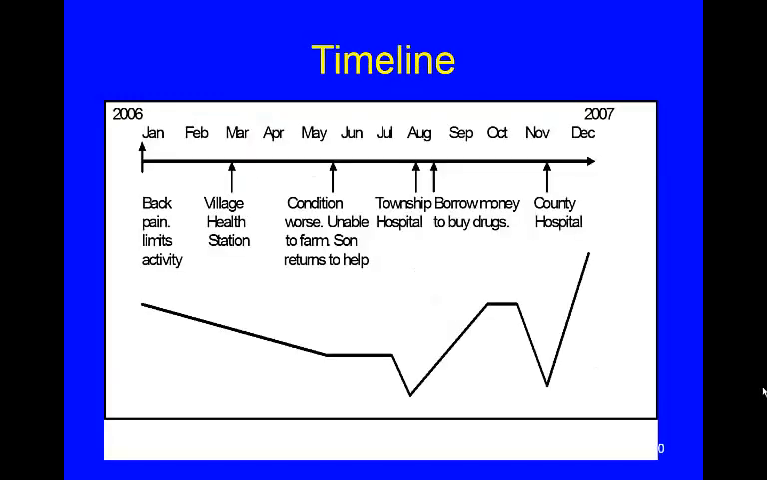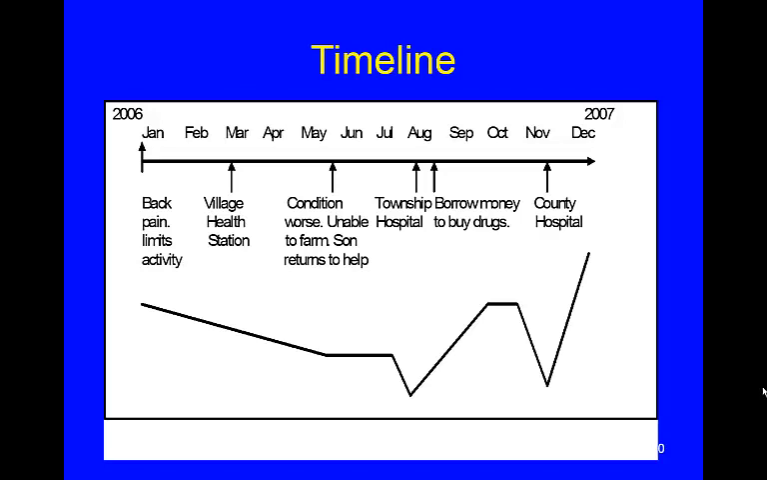As an example of a timeline which I used fairly recently, this was asking people over the course of the year to provide details of how their illness progressed, and so this person started getting severe back pain which limited their farming abilities, went to the village health station after suffering for a couple of months, no real result from that. Condition got worse, had to give up farming activity, and the son had to come home and help with the family farm. Eventually the person's condition deteriorated even further.